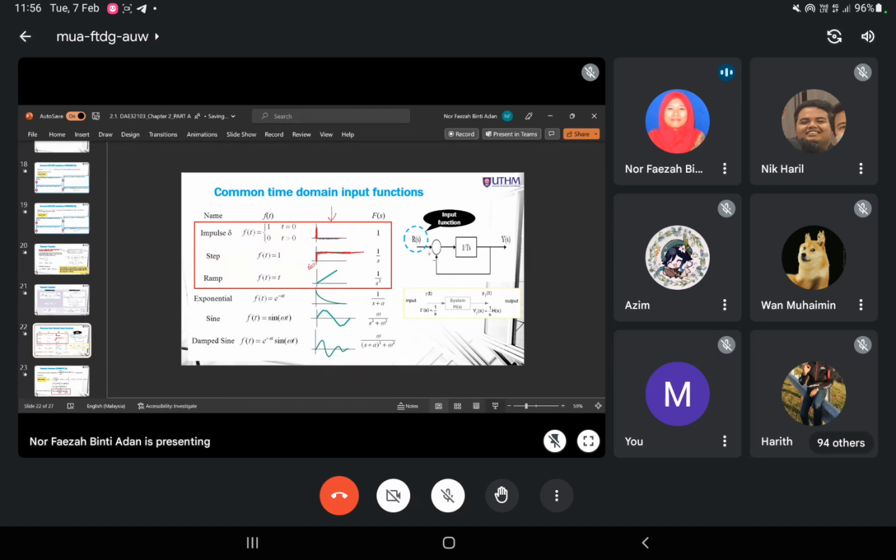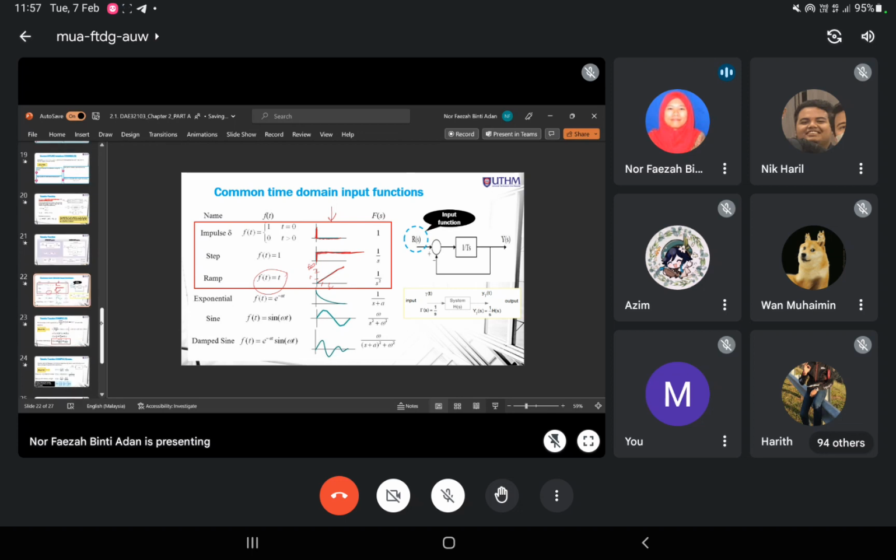For the ramp, by default the equation is t, so whatever the value of X and Y will be the same. If X is 1, time is 1, the output is also 1. This one is 2, this is also 2, and so on. So it becomes a ramp graph, a positive linear graph. So that's the shape of your input.